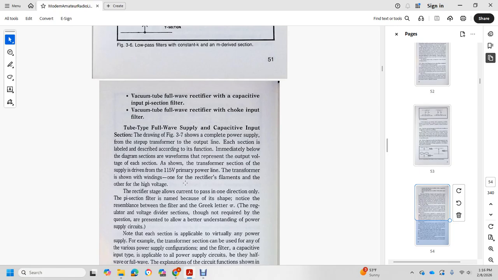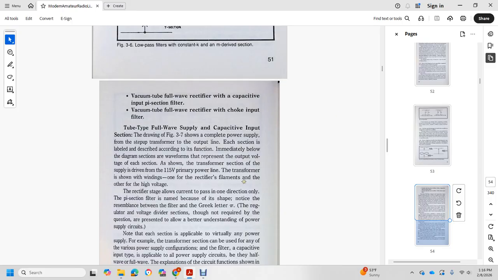Figure 3.7 shows a complete power supply with a step up transformer output line. Each section is labeled to describe its function immediately below the diagram, with a section of the waveform representing the output voltage. Each section shown in the transformer section of the supply is driven from a 115 volt primary power line, with the transformer shown in the windings.